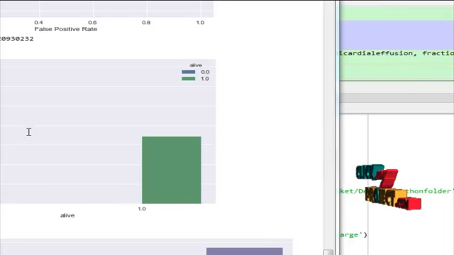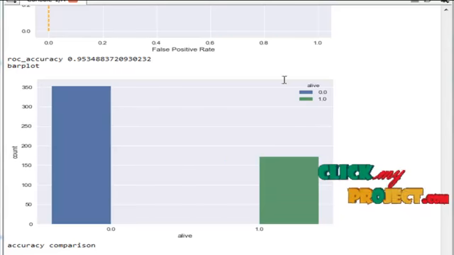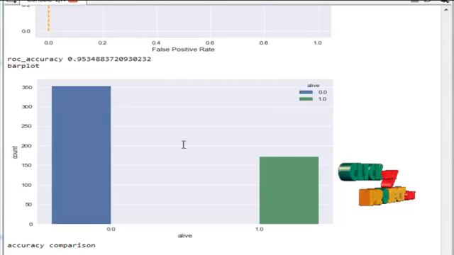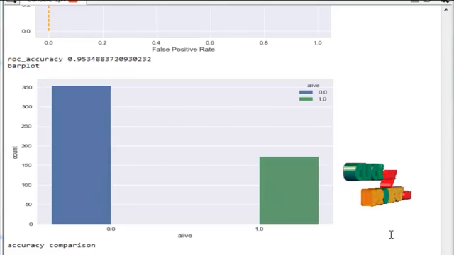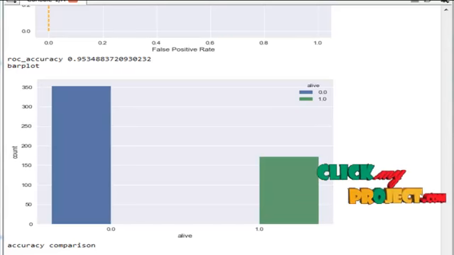And then we will plot some values of our final results, alive or not. So 0 is death and 1 is alive. So it's our final dataset result. So the visualization part is for easy identification and easy understanding.